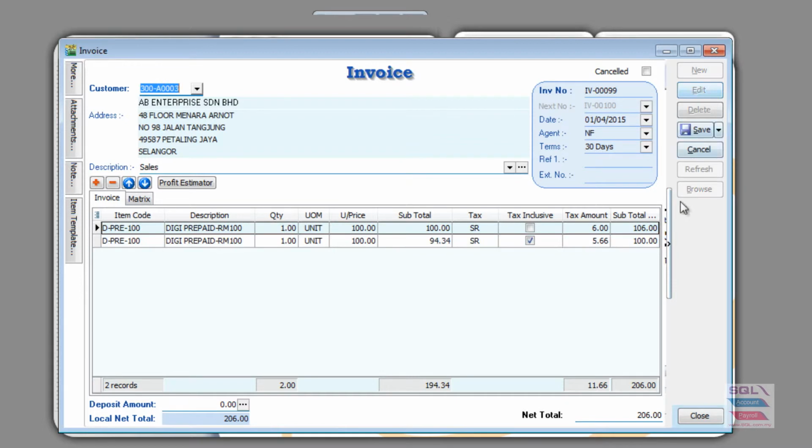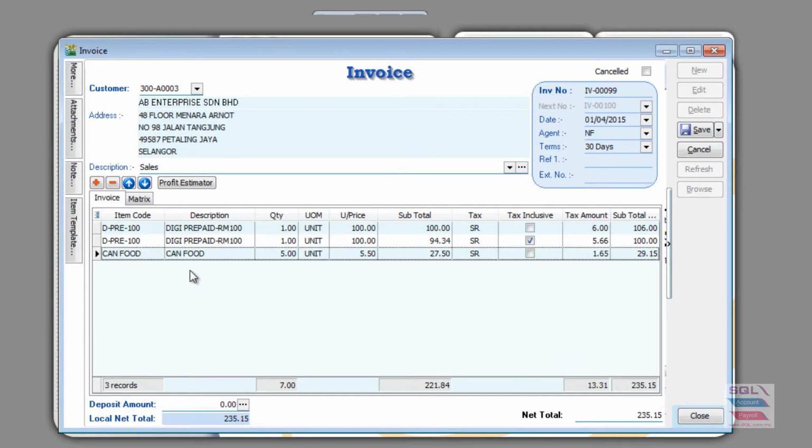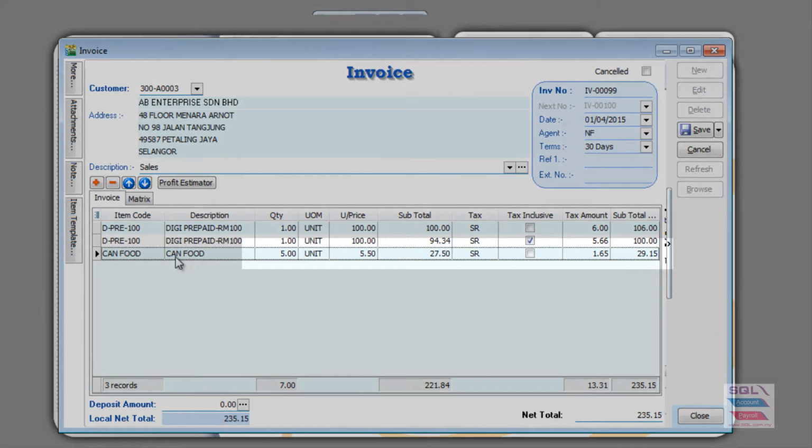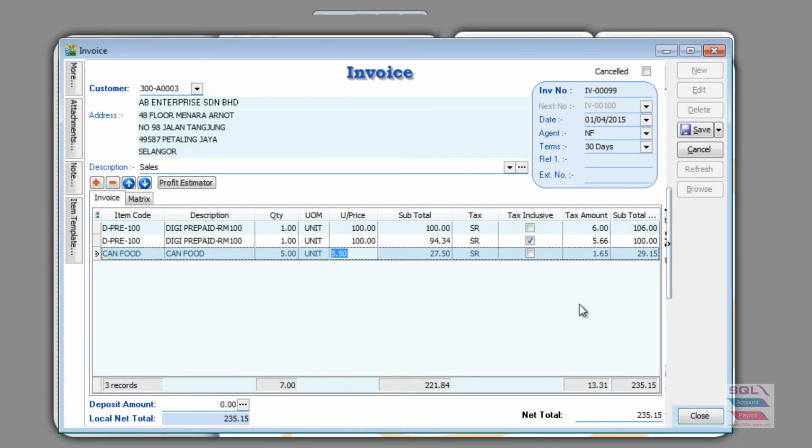I would like to highlight another issue, the cents. Now let's look at this third item. This is an item of 5 ringgit, 5 quantity, for 5 ringgit 50 cents. What is the tax amount? Clearly, it is not that simple. That is because in GST tax 6%, you will end up with a lot of rounding issues. There are a lot of cents behind it.